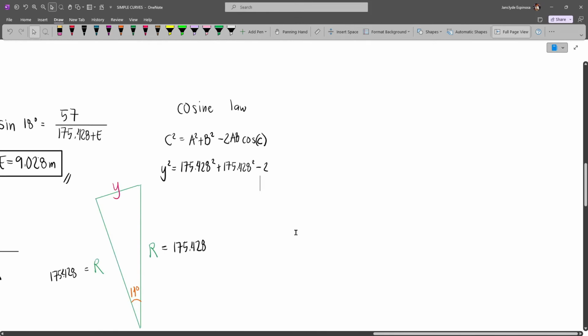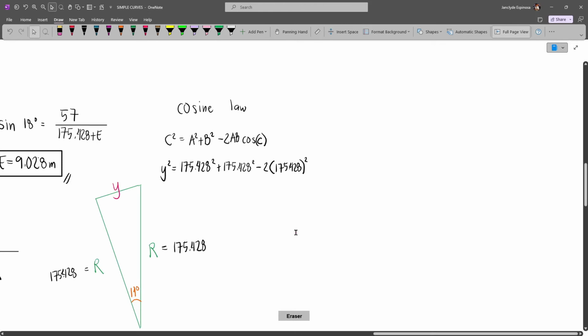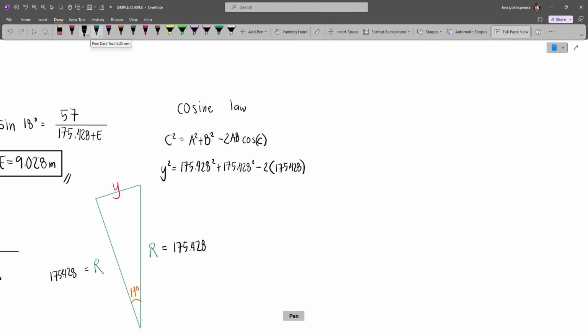Now since our a and b are the same, we'll just use 175.428 and square it. But just to make this clear, let me use 175.428 times 175.428. Again, this is our a and this is our b. But don't worry, since these values can be interchanged because we are just multiplying. And then cosine of this angle, so that's 14 degrees.